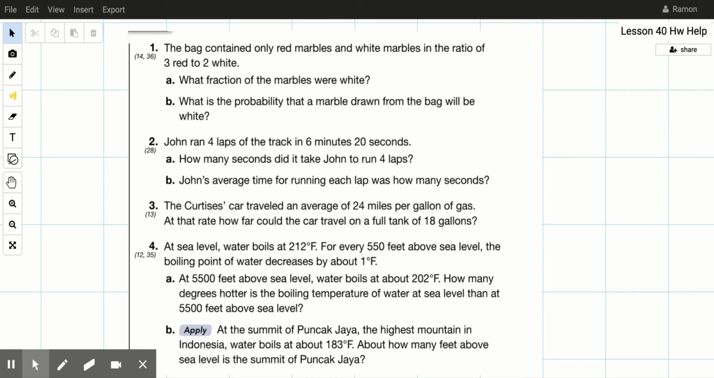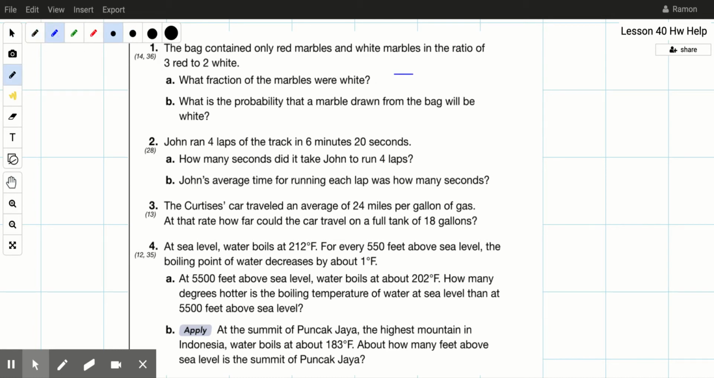Let's go ahead and get started with number 1. The bag contained only red marbles and white marbles in the ratio of for every 3 red we have 2 white. So we want to know what fraction of the marbles were white for A. Now, in order to find the fraction, we have to know the total number of marbles.